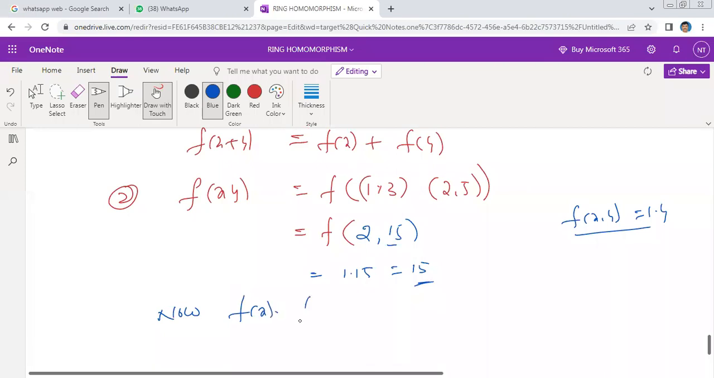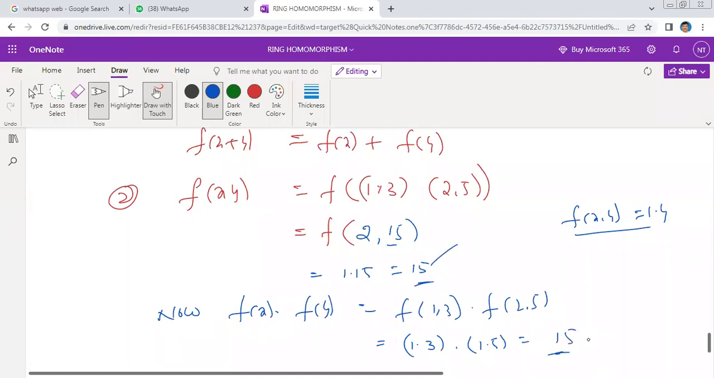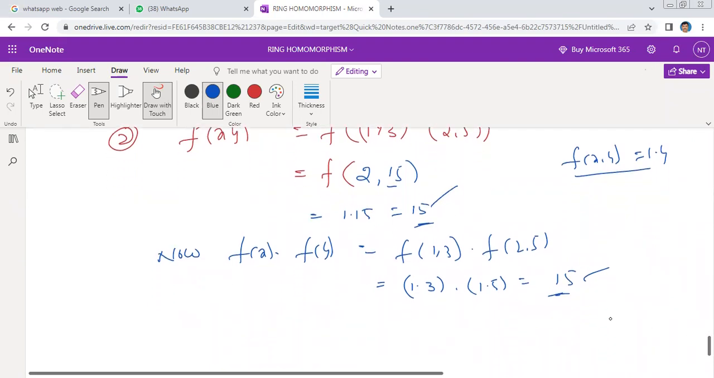Now you check for f of x into f of y value. Now f of x into f of y, f of 1 comma 3 into f of 2 comma 5. f of 1 comma 3 is equal to 1 into 3. f of 2 comma 5 is 1 into 5. Am I right? This value is equal to 15. You see, this is 15, this is also 15, same. Therefore, both conditions are satisfied.